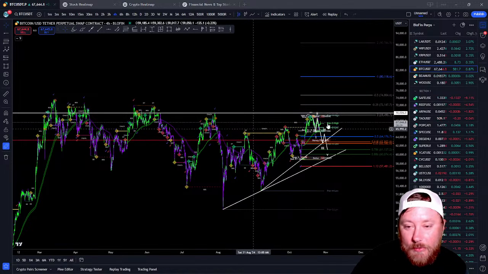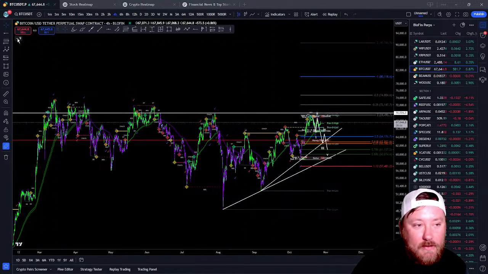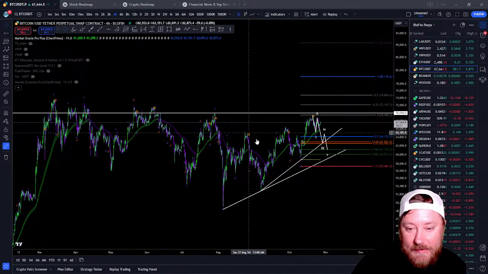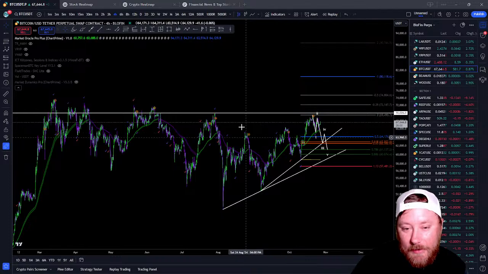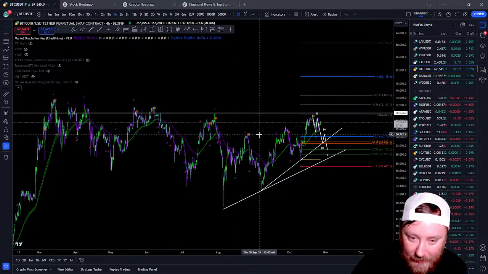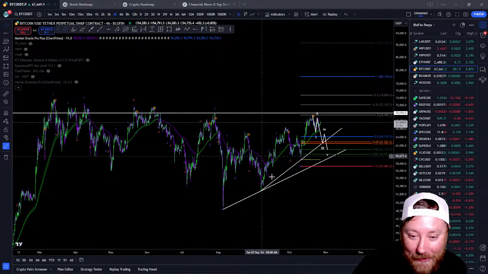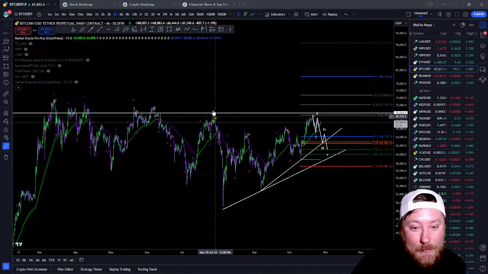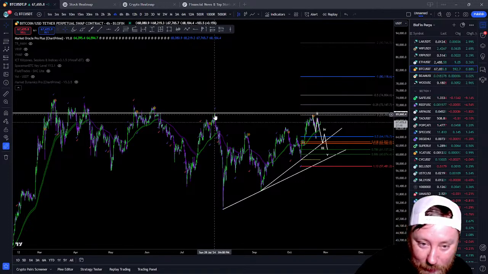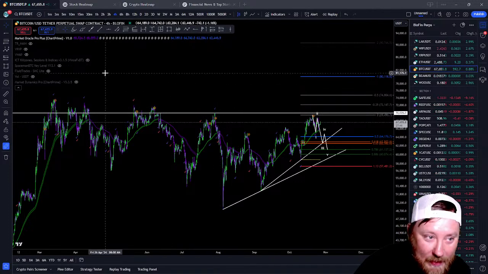This is why I say I don't really care about the fact that we took out this high. People say, well, we created a higher high. No, we didn't. We did internally, yeah, but this is our swing level high here. This is the one that needs to be broken because this is the swing high.